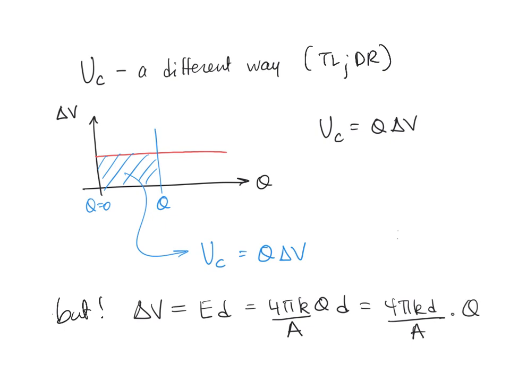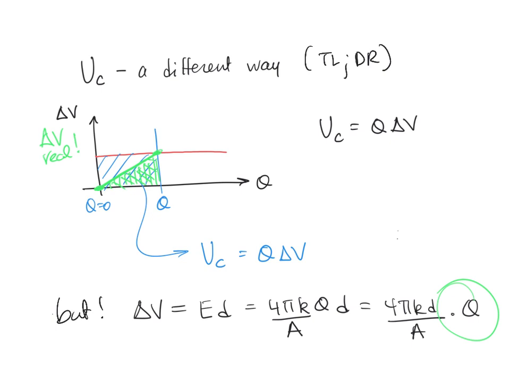So as you add Q, if you start with no charge, your potential difference is really zero. And it's only by the time you get up to Q that your potential difference is that, right? So as you add charge to the capacitor, you're also increasing the voltage from zero up. So this is really a half. It's not the full rectangle.